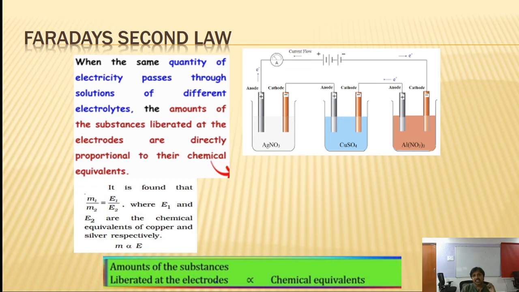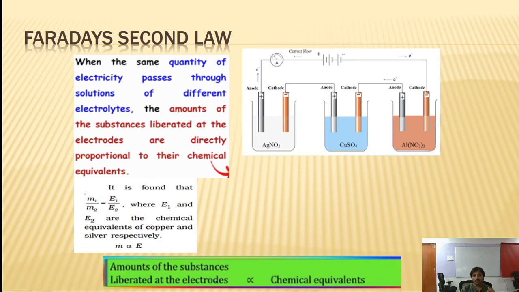Faraday's second law states that when the same quantity of electricity passes through solutions of different electrolytes, then the amount of substance liberated at the electrodes is directly proportional to their chemical equivalence. Chemical equivalence depends on the nature of the substance which is dissolved in the solution. So the amount of substance deposited at the respective electrodes is directly proportional to chemical equivalence.